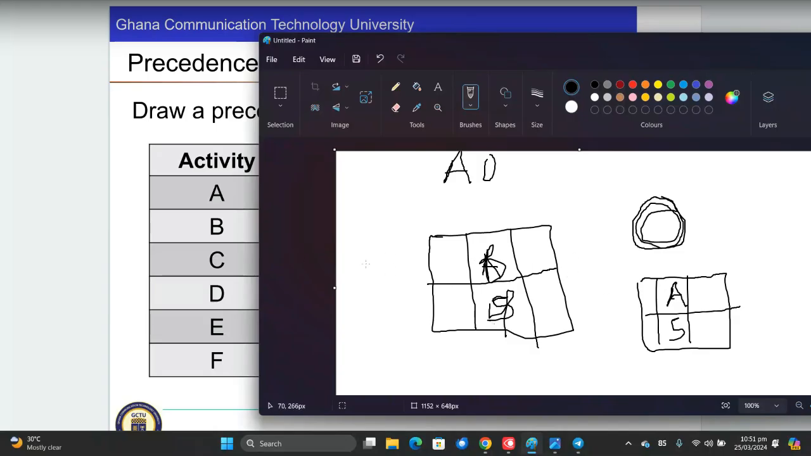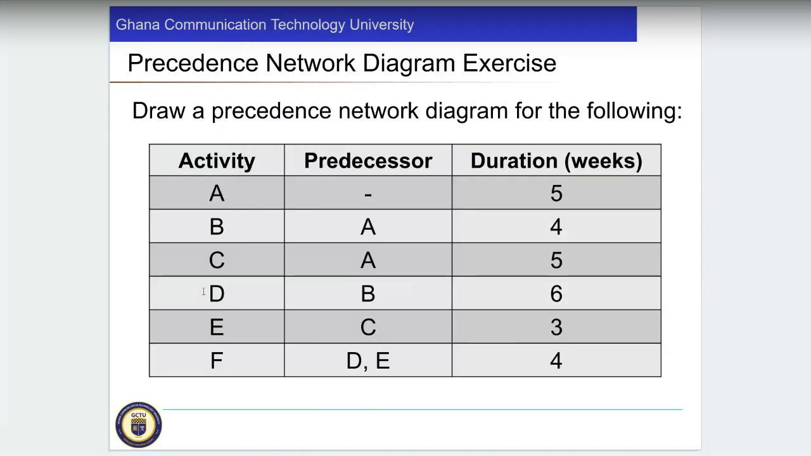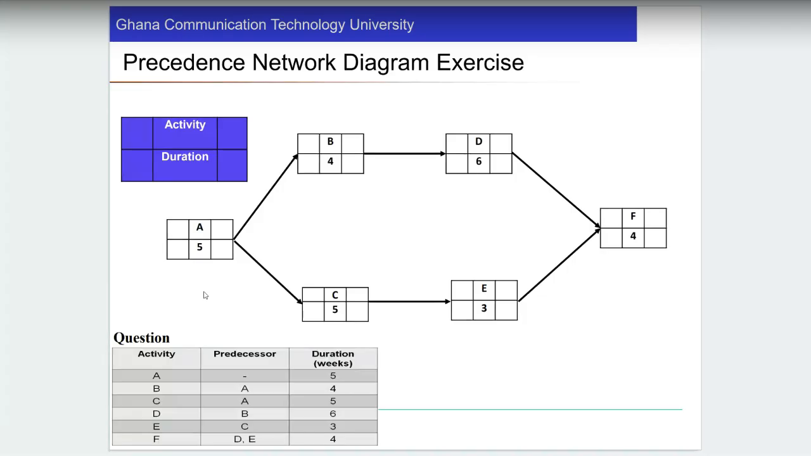So maybe we can put a start right here, A will come here and then B follows. But let's look at what they did. It is simple, the simplest of all. Just understand this, it's not difficult at all. So this is how it looks.